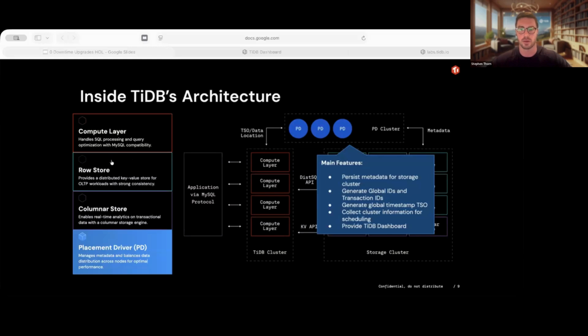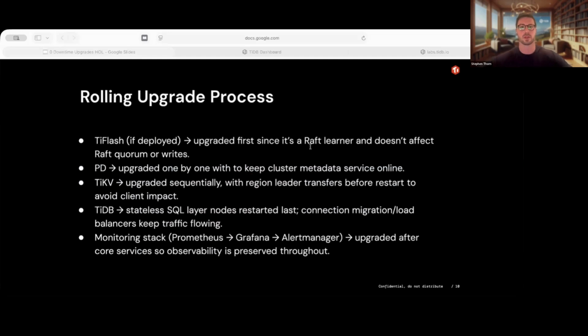Next, I'll quickly touch on the upgrade process and how TiDB ensures continuity during each step. So TiDB performs a rolling upgrade by updating one component at a time, with the rest of the cluster handling the load. The guiding principle is that at any point, the cluster remains available to serve both reads and writes. First, we upgrade the TiFlash nodes. That's if they're present. Like I mentioned, this is optional to deploy.